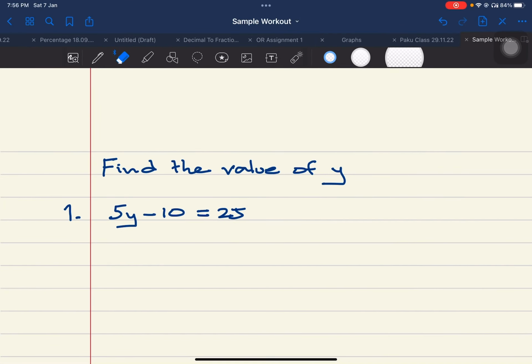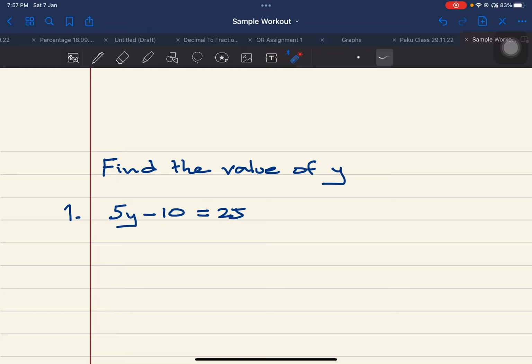Now we will solve this equation, where the question is: find the value of y when 5y minus 10 is equal to 25. This is an equation where we will have to find the value for y, where the left-hand side of this equation gives the right-hand side. So for instance here, this side of the equation is the left-hand side and this one is the right-hand side. It's pretty obvious.